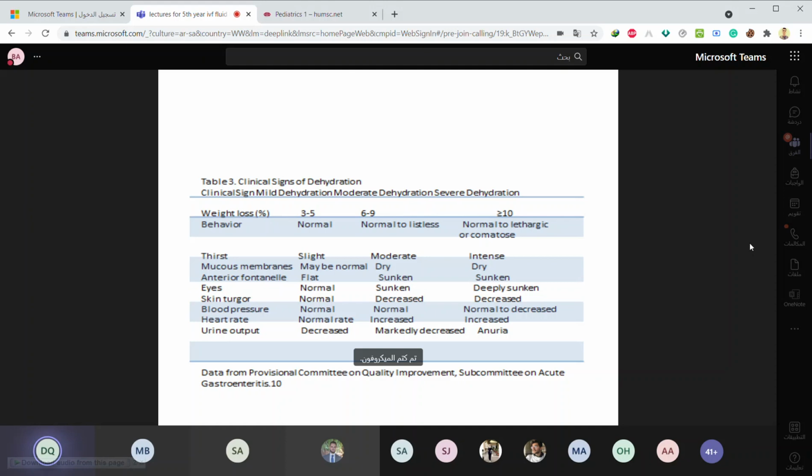Sunken eyes, deeply sunken in severe dehydration. Skin turgor decreased in both moderate and severe dehydration and normal in mild dehydration. The blood pressure will be normal in mild and moderate, but may be normal, though usually decreased in case of severe dehydration. Heart rate normal or increased, and in severe dehydration it will be high. Urine output starts to decrease in mild dehydration, and the patient might be anuric in severe dehydration.